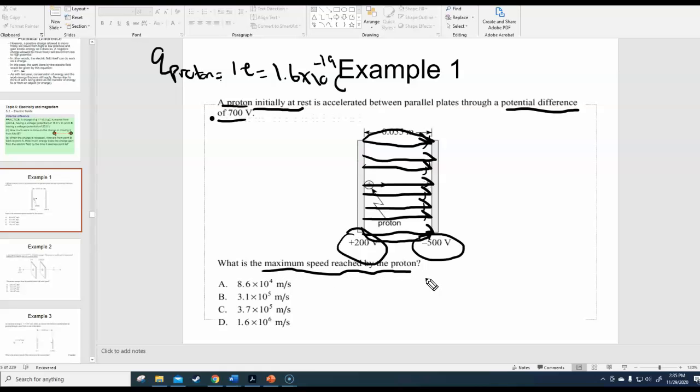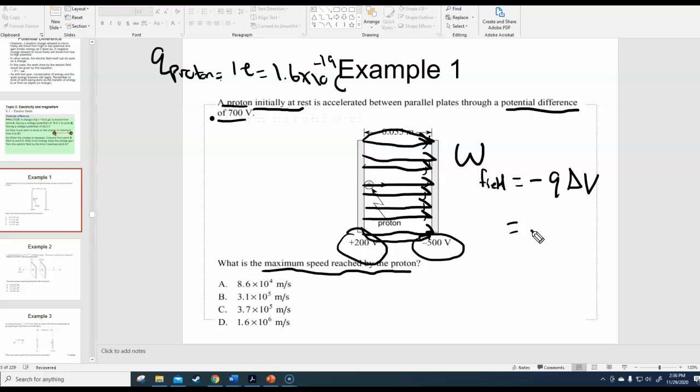So, if we put a proton at the left plate, it is going to feel a force to the right, because positive charge feels a force from high potential to low potential, right? Now, what's going to happen is the electric field is going to do work. And the work done by the field is negative q delta V.